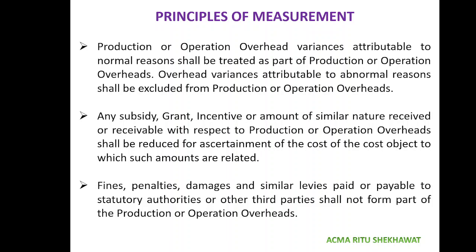Whenever we are using standard cost for computing the cost of a product, there is a variance. If the variance is attributed to normal reasons, then the variance should be part of the production overhead. If the variance is attributed to abnormal reasons, then it should be excluded from the production overhead. It's simple: if there is a variance related to normal reasons, it should be part of the production overhead; if it relates to abnormal reasons, it shall be excluded.